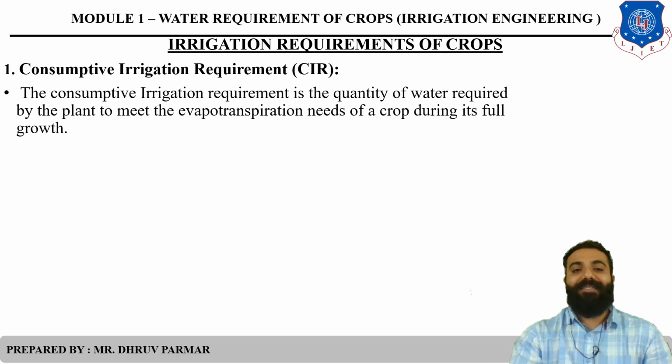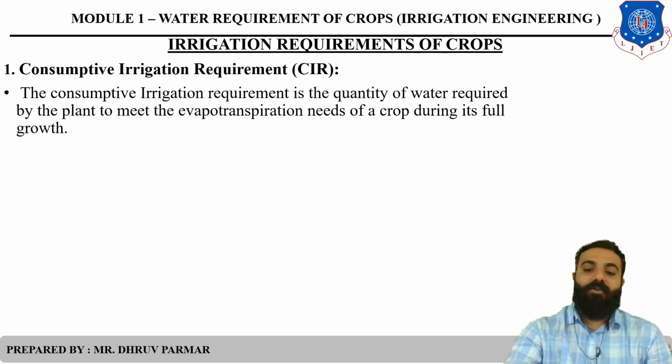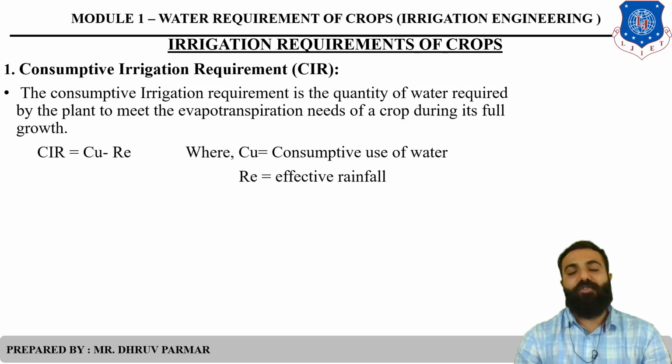What is the conservative irrigation requirement? The conservative requirement CIR is the quantity of water required by the plant to meet the evapotranspiration. Otherwise, we can say the evaporation and transpiration need of a crop during its full growth, that is, during its crop period. So the formula is CIR equals Cu minus Re, where Cu is the conservative use of water, whose value is given, and Re is the effective rainfall.